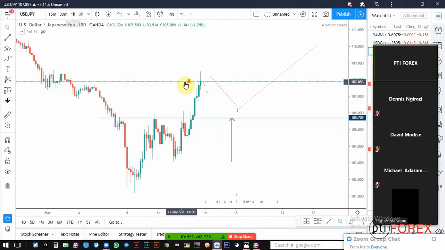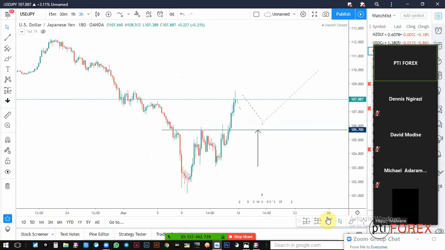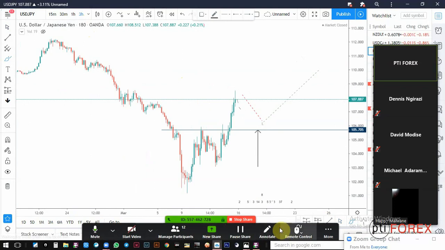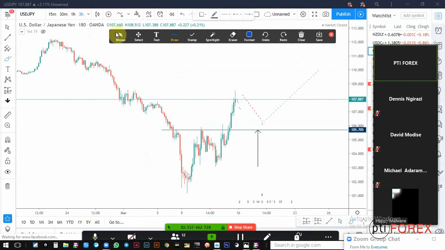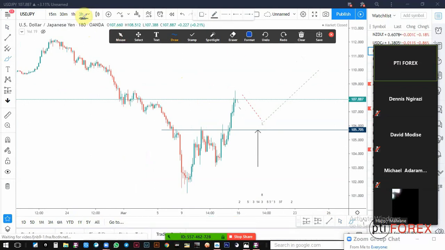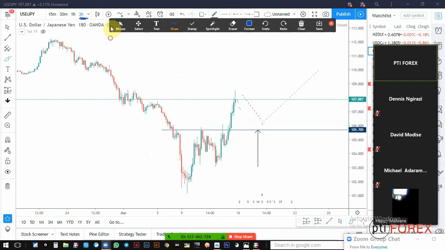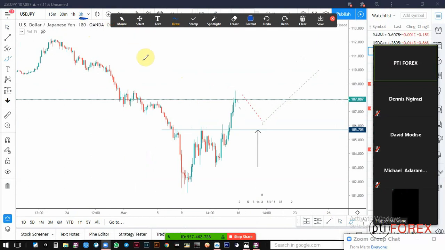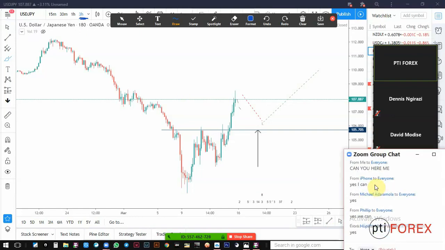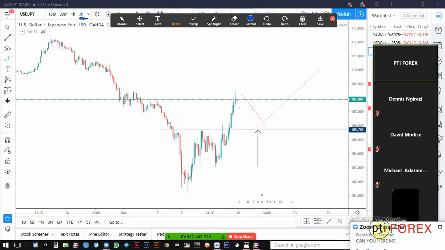Here, what I'm doing right now, I've opened my 3 hour. This is my highest time frame. The highest time frame that I use is the 3 hour time frame. I hope you can all see that I've opened the 3 hour right there. As I always say, when we analyze the market, guys, we always start from the top and go down. So it's a top down analysis that we do.